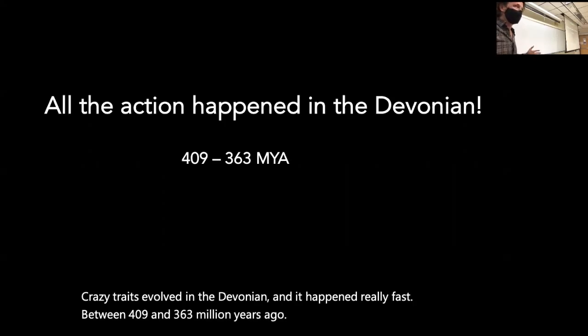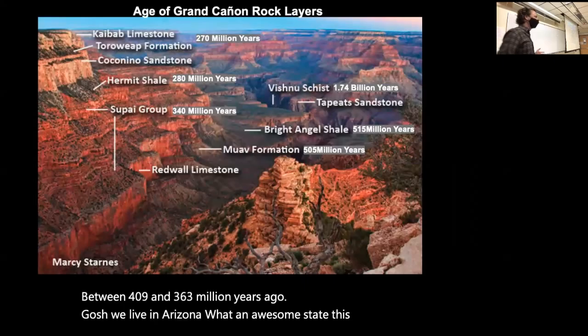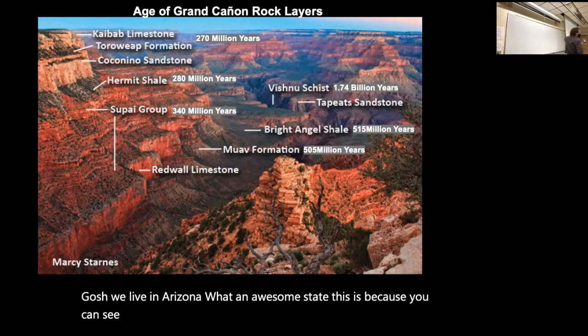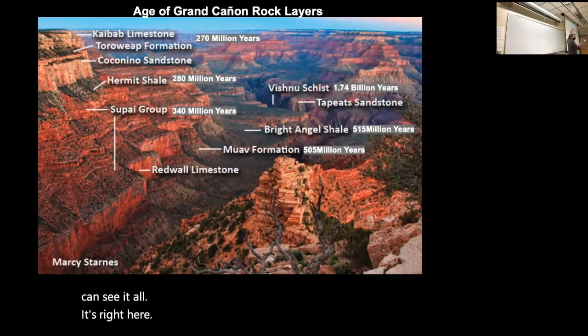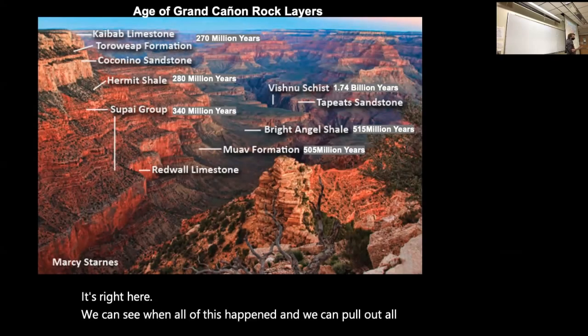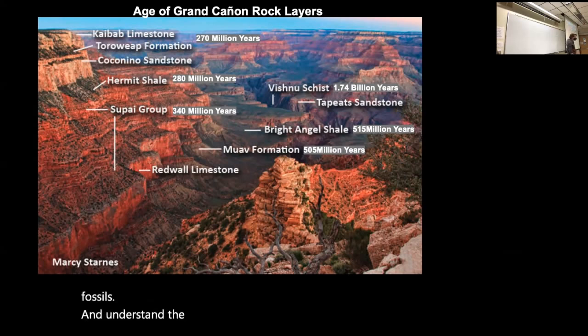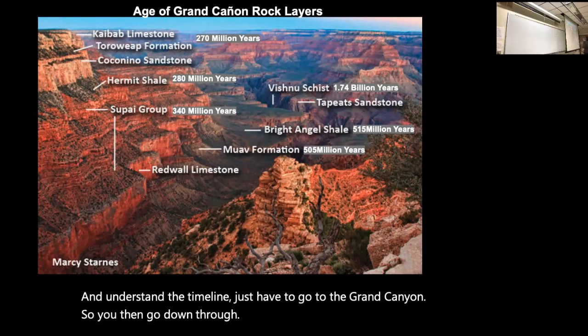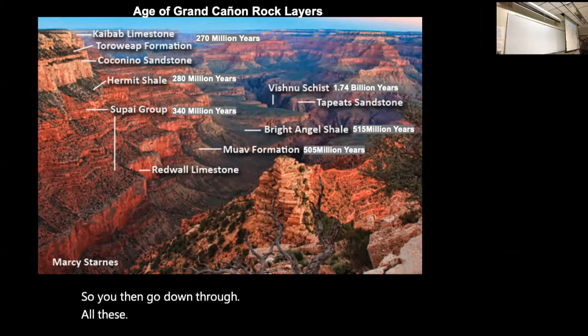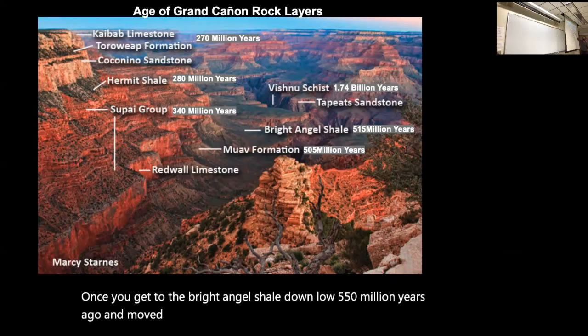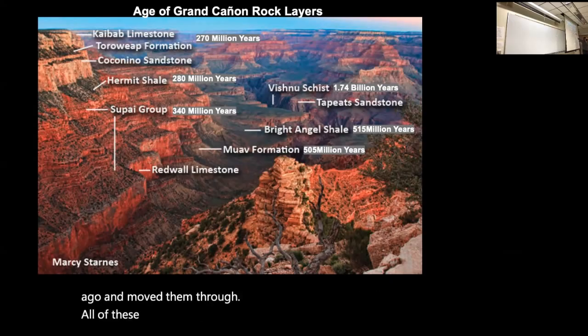Gosh, we live in Arizona. What an awesome state this is, because you can see it all. It's right here. We can see when all of this happened, and we can pull out all the fossils and understand the timeline. Just have to go to the Grand Canyon. So you then go down through all these various layers. Once you get to the Bright Angel Shale down low, 550 million years ago, you move through all of these sedimentary rocks in the story of the land plants.